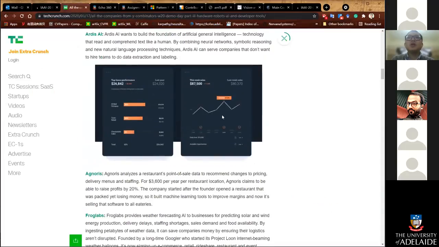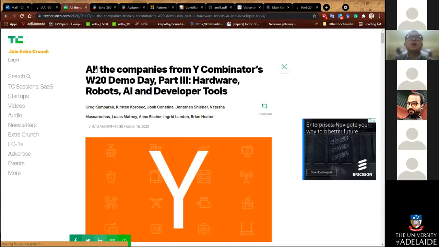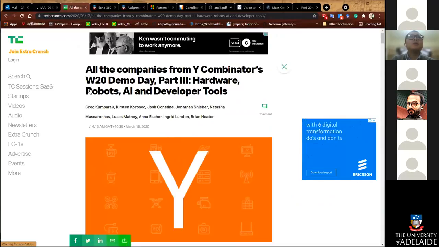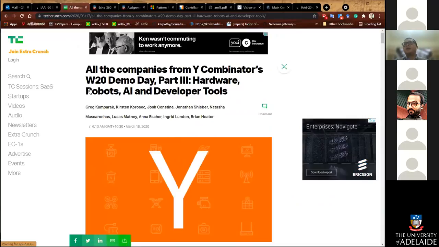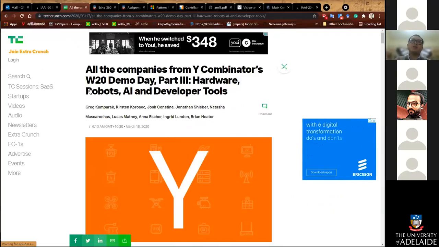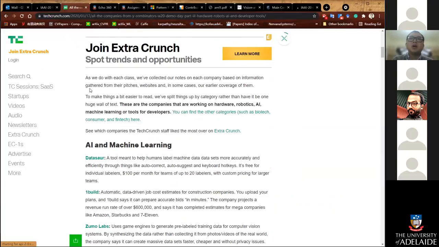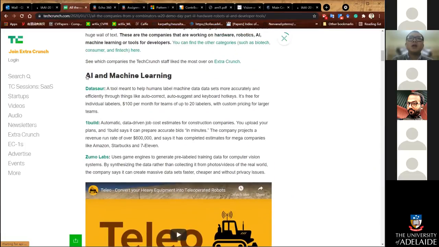Okay, another source you can use is this one. YC is a very famous founding company. They invest in a lot of famous companies. So let's see the AI and machine learning sector. These are some companies they recently funded. So DataSoul, a tool meant to help humans label machine learning data sets more accurately and efficiently through things like autocorrect, autostage, and keyboard shortcuts.